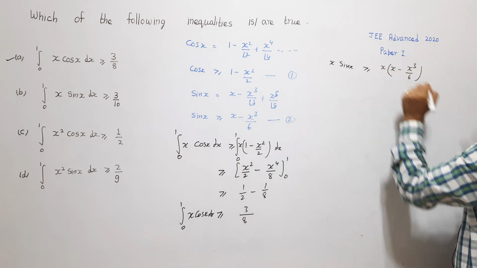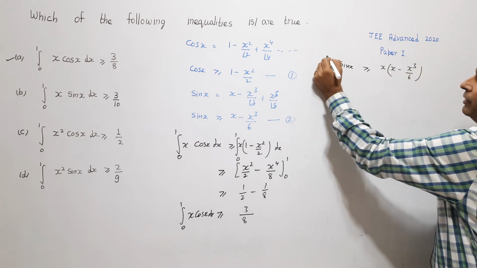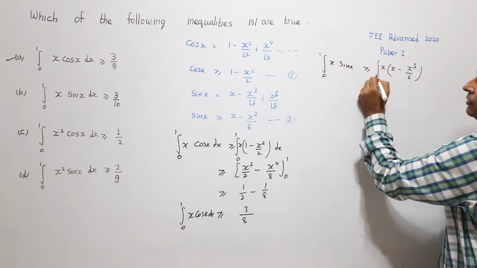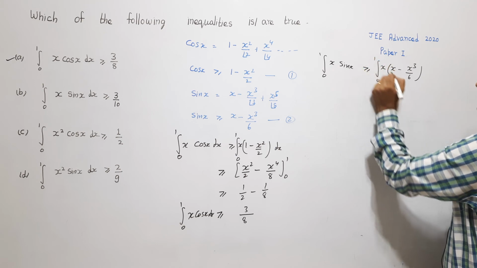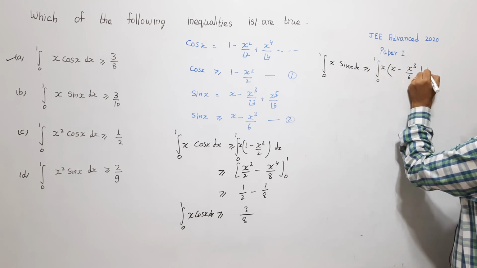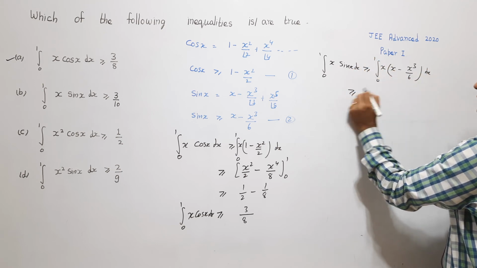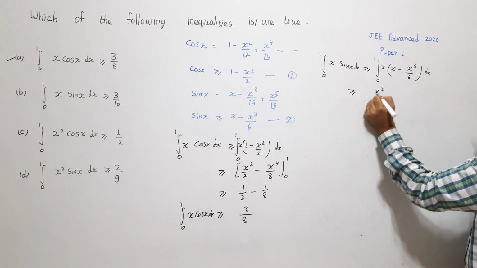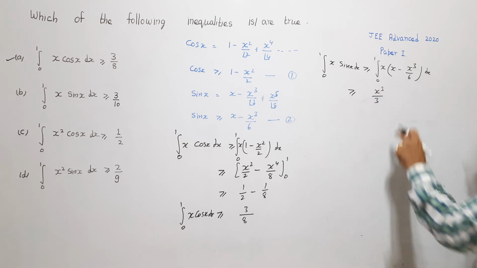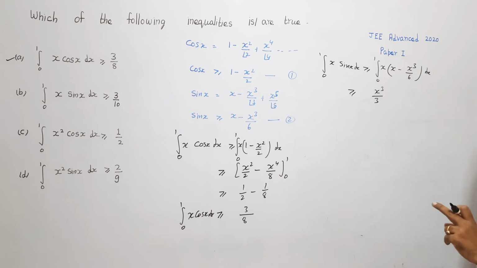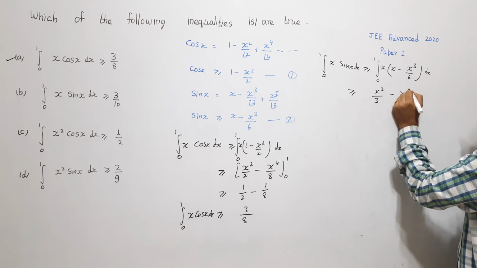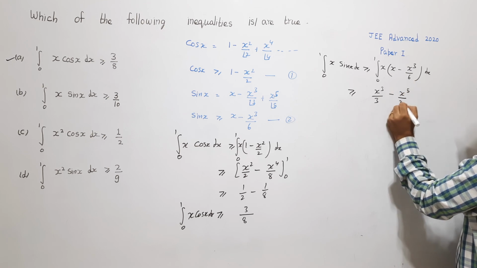So this will also be true, and if I integrate from 0 to 1 as I did in the first option, this will also be true when I integrate with respect to x. So the integration of x square is x cube upon 3, and the integration of x into x cube is x to the power 4, whose integral is x to the power 5 upon 5. So this becomes x to the power 5 upon 5 into 6, which is 30.